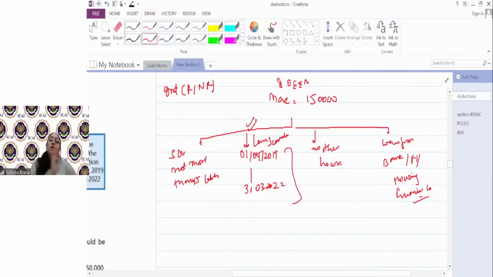And these conditions are an exact replica of what applied in 80EE also. ठीक है, कोई कंफ्यूजन? 80EE को हमने क्लियरली कर लिया था. 80EEA is almost same but with better amounts.